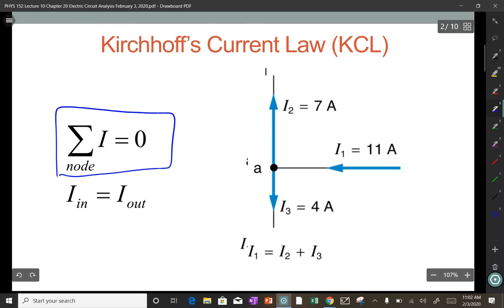The sum of the currents in a node is 0. You can use current in equals current out if that makes you happy. You'll get exactly the same answers. So just go with what makes you feel good. So that's our second rule, Kirchhoff's current law.